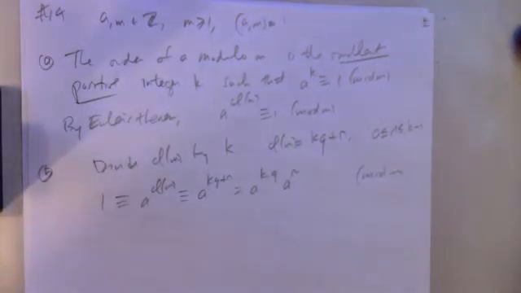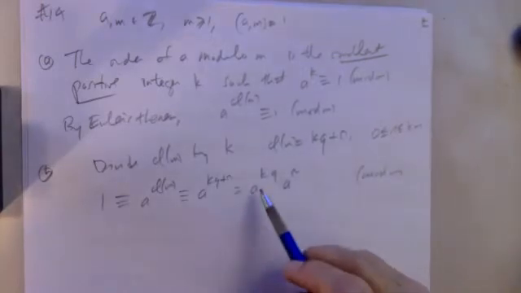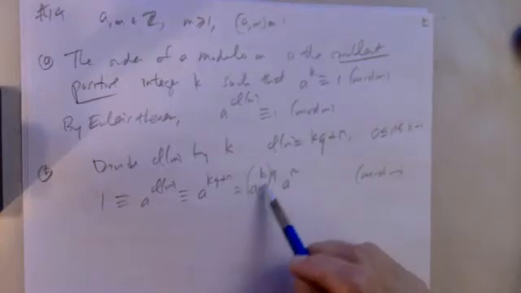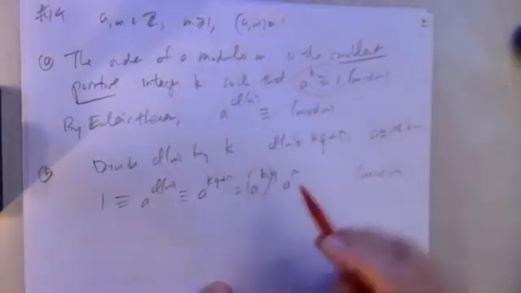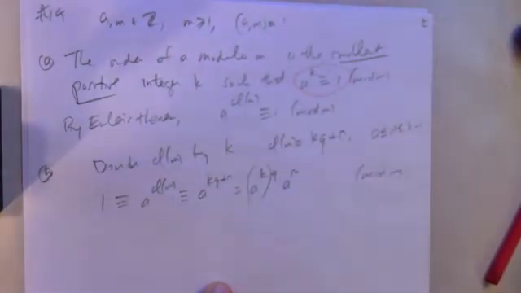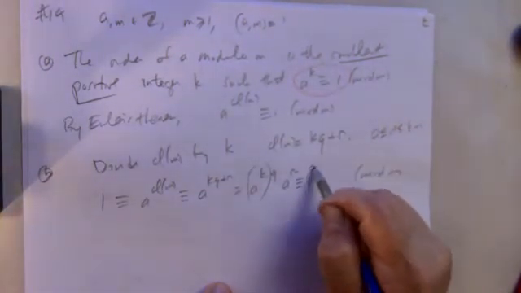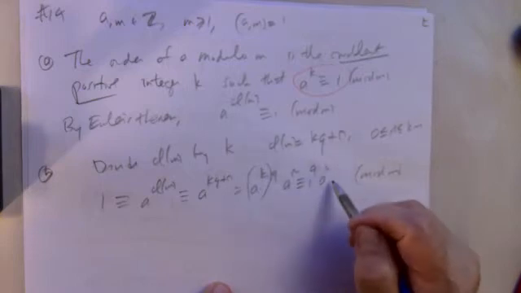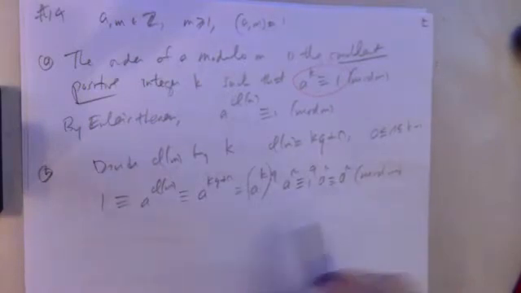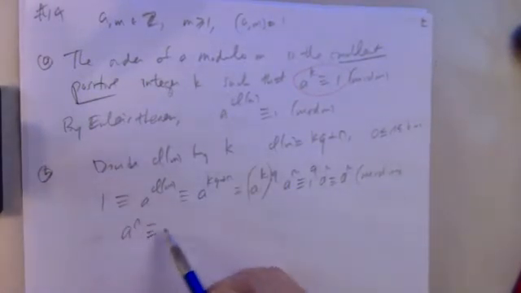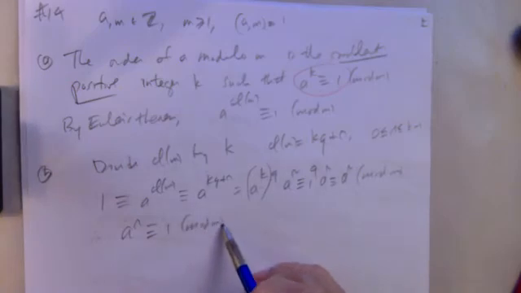Any questions about this? This is basically high school algebra, but at a little bit higher level. a to the kq, that's a to the k to the q. But k is the order of a, so a to the k is 1. So this is just 1 to the q times a to the r, and 1 to any power is 1. So this says a to the r is congruent to 1 mod m.